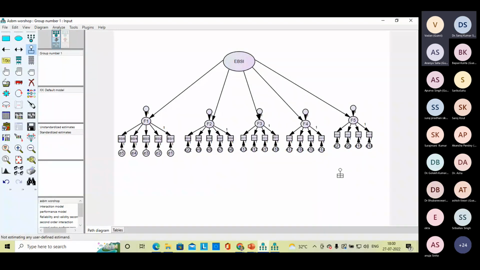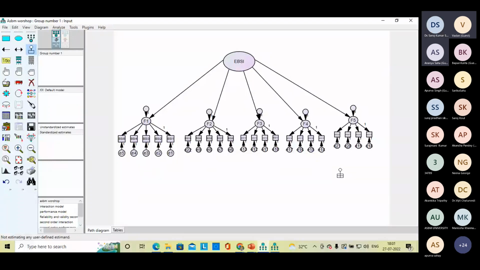Simply you can understand from the layman point of view, the single-headed arrow mark is touching from one oval to another oval. To the oval it is touching, an error symbol you have to attach. Otherwise Amos will not operate.